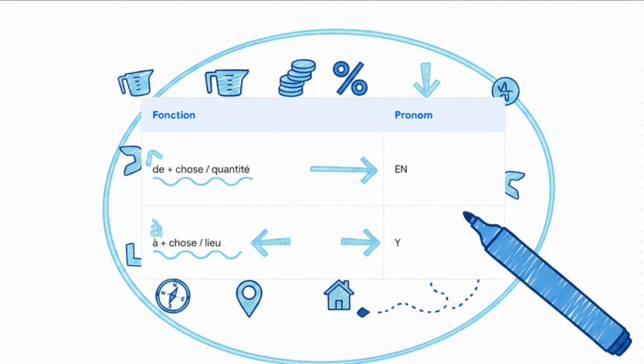Is the phrase you're replacing connected to de or is it a quantity? Bam, use en. Is it connected to à or is it a place? You got it, use y. That's the entire logic in a nutshell.